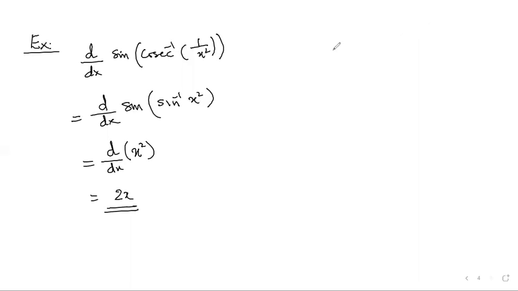Okay, very good. We'll practice one more. Yes, sir. D by dx of cos of sine 4x. Cos of sine, cos inverse, sorry. Cos inverse. Here sine was outside and inverse was inside. Here inverse is outside and sine, trigonometry, is inside.